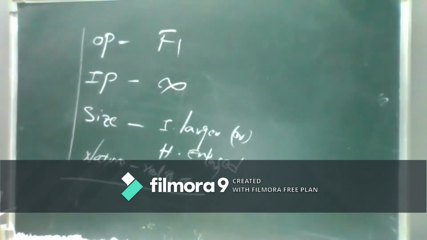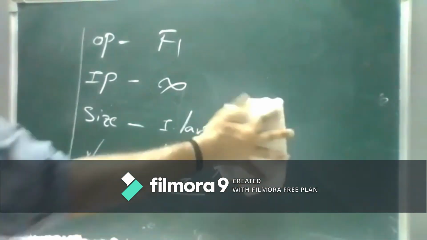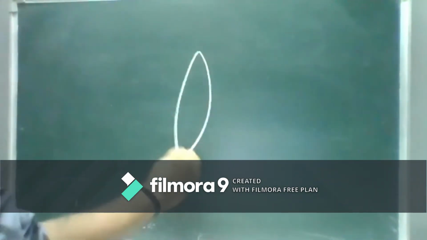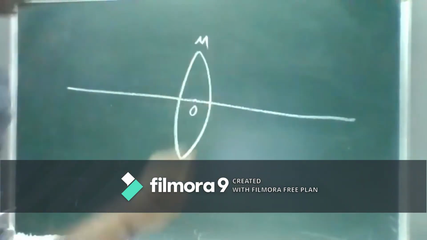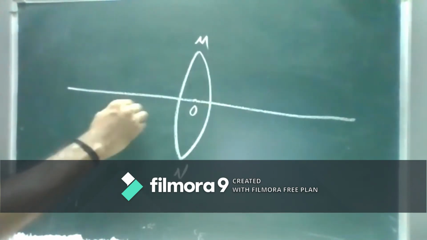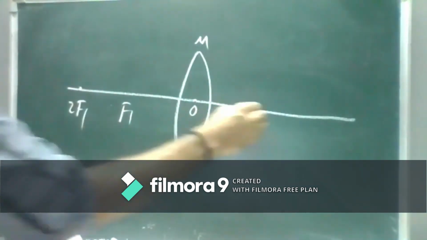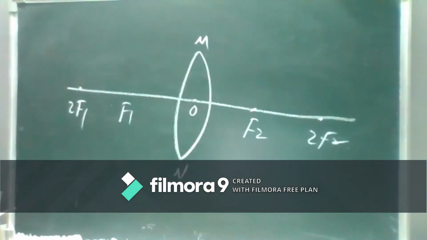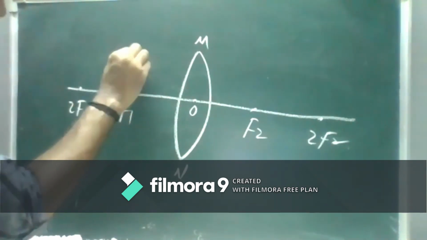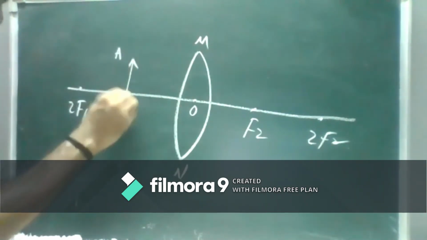First, again, I'm drawing a convex lens. There will be a principal axis passing through the center, and the center is O. The points are M and N, and here are F1 and 2F1, and here F2 and 2F2. Now the image is formed at infinity, so the object position is at F1. This is your object, A and B.